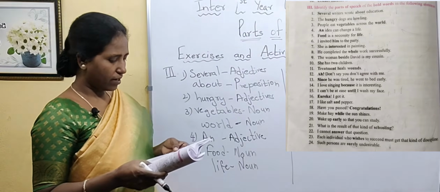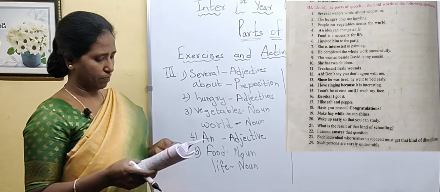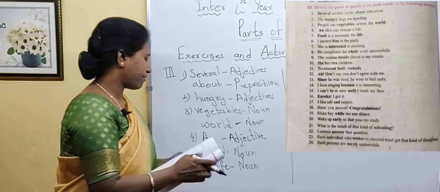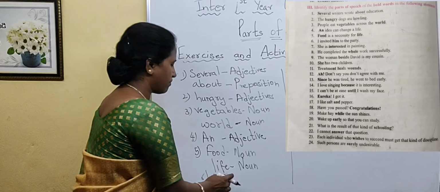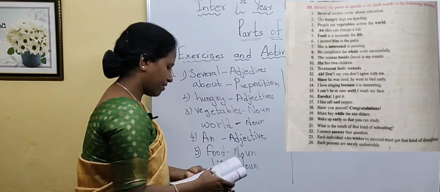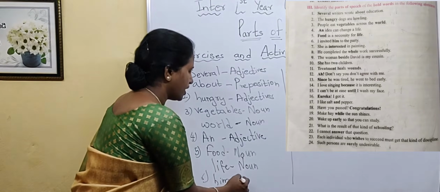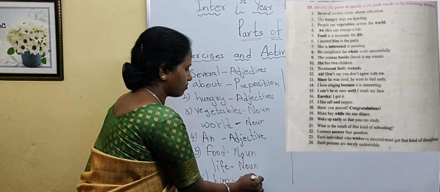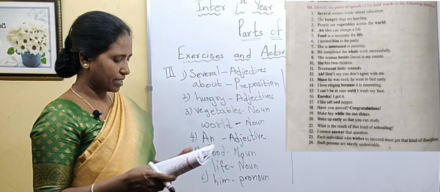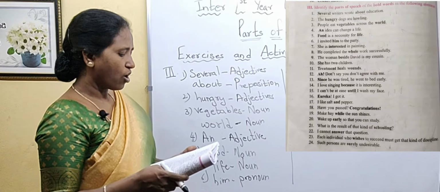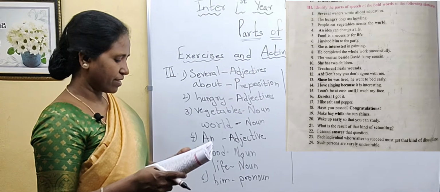Sixth one. I invited him to the party. Him is a person, but instead of his name we are using him. Him is a pronoun. It is written instead of the name of that person. So him is a pronoun. Okay. On to the next one.